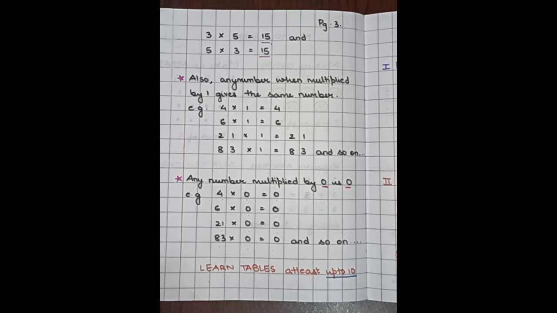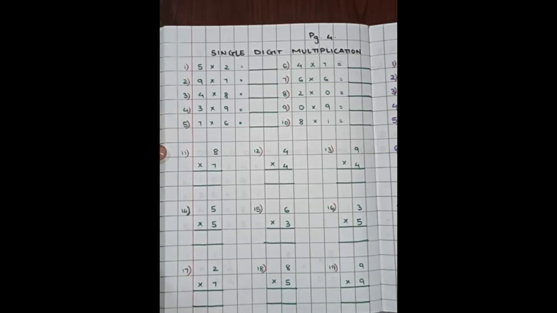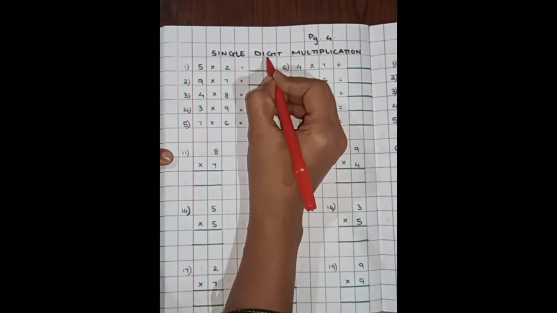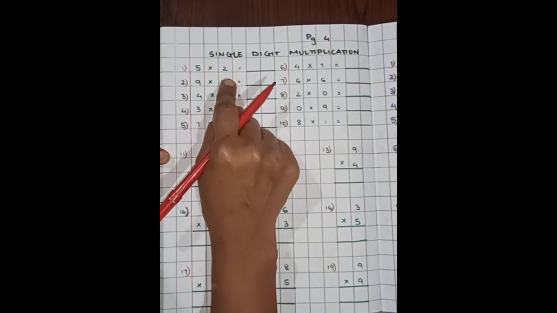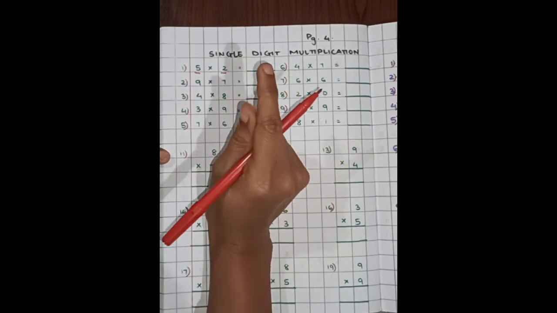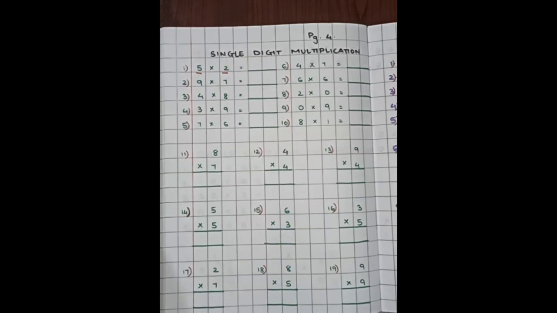Okay children, so now we'll go with simple multiplication sums. Is the screen clear to all of you? Okay, this is single digit multiplication where you multiply single digits. There are just 1 digits on both the sides. 5 into 2, or 5 twos are. Second one, 9 sevens are, or 9 into 7. The third one, 4 into 8. Fourth one, 3 into 9.